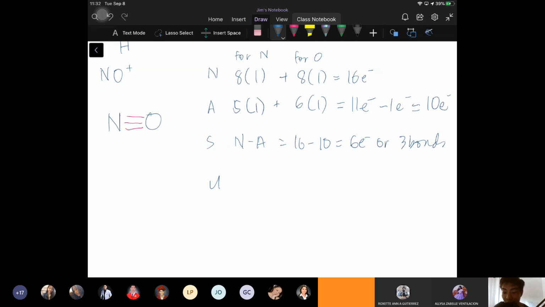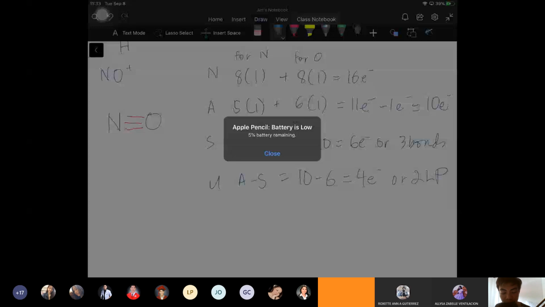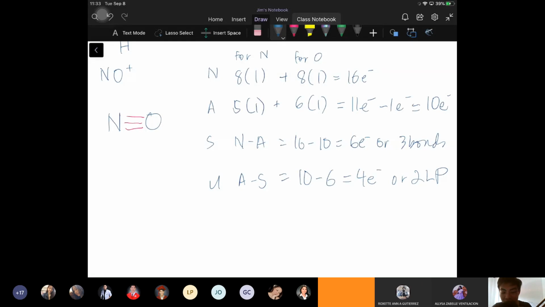Sige. Oh, unshared. Paano yung unshared? That's A minus S, di ba? So, A minus S lang yan. So, that's 10 minus 6, 4 yun, 4 electrons, or 2 lone pairs. So, you have to add 2 lone pairs. Ay, lobat na yung pencil. So, I have to add 2 lone pairs dito sa akin structure.